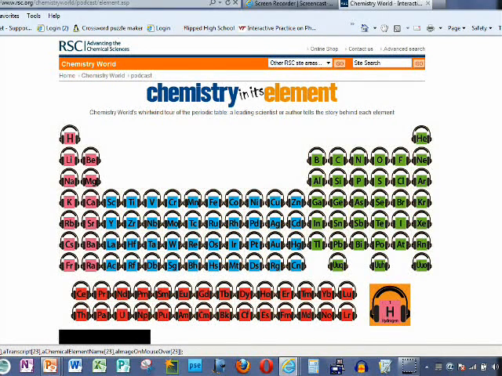Chemistry in its Elements, brought to you by Chemistry World, the magazine of the Royal Society of Chemistry. And this week, we hear what it's like to be at the top and number one, as we meet the king of the elements. Here's Brian Clegg. Forget 10 Downing Street or 1600 Pennsylvania Avenue. The prestigious address in the universe is number one in the periodic table.